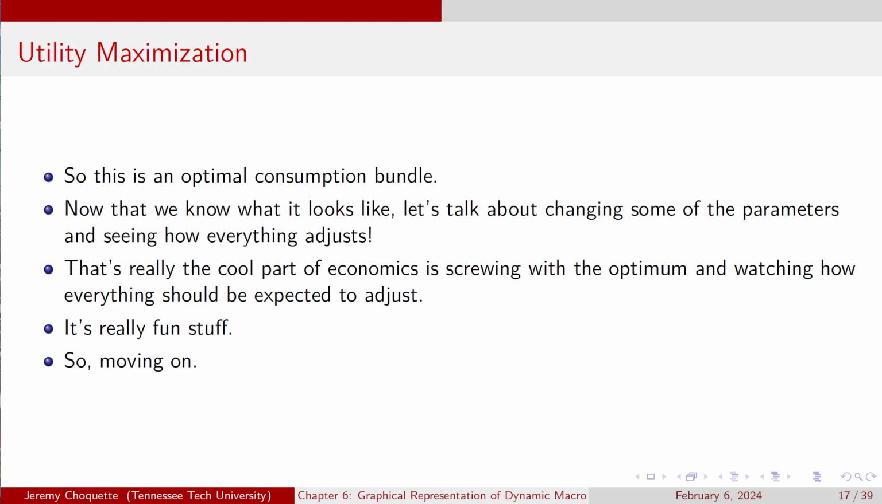So now that we know what that looks like, let's maybe change some of the parameters and see how everything adjusts. It's really one of the cool things about economics. You kind of screw with the optimum or you screw with the equilibrium. You disturb it, you jitter it, whatever you want to call it. And then you watch how everything adjusts. And doing it in dynamic macro is really cool because you've got all these moving parts and you get to change one of them and see how all the rest domino effect. Or if you ever see videos of people in the studio recording music, and there's that giant switchboard thing with the little slides and you flick one of them and they all kind of wave. It's like that. It's really cool stuff.